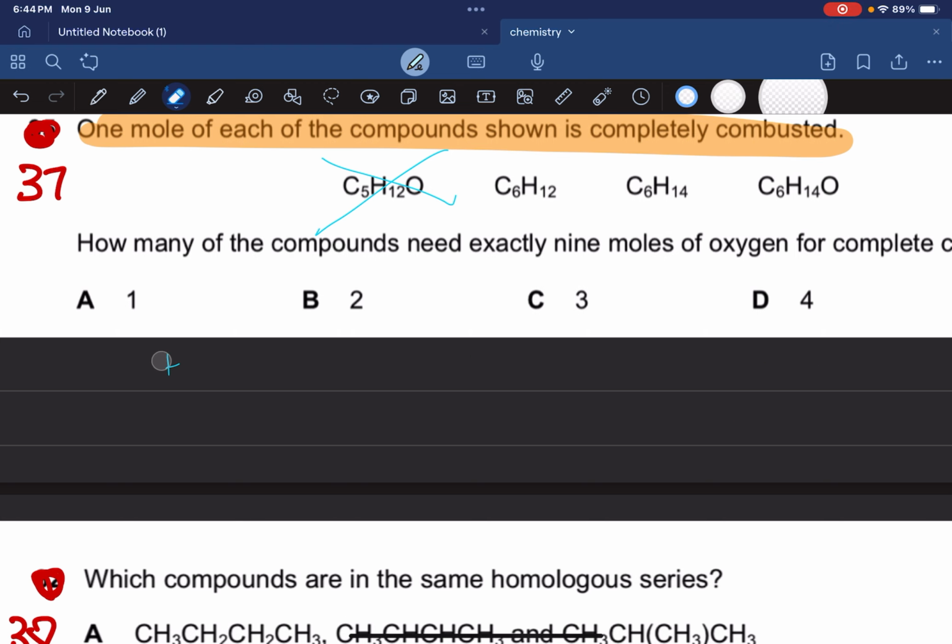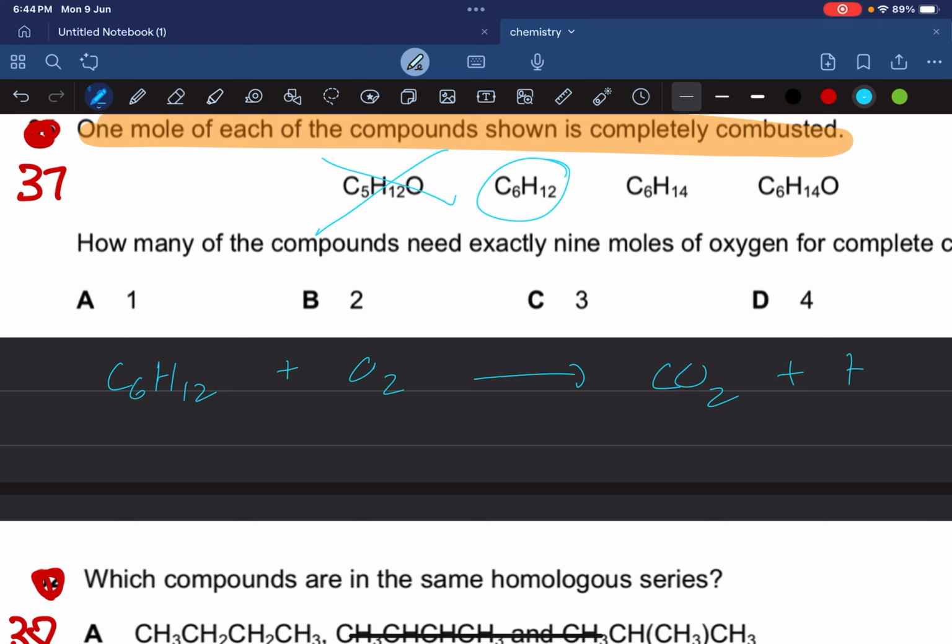Okay, next equation, moving on, is going to be this. C6H12 plus O2 gives me carbon dioxide and water. C6, so 6, H12, so 6. 6 2 times is going to be 12 plus 6, that gives me 18, so 9 moles. So this is definitely going to use 9 moles, so I circle it with red.